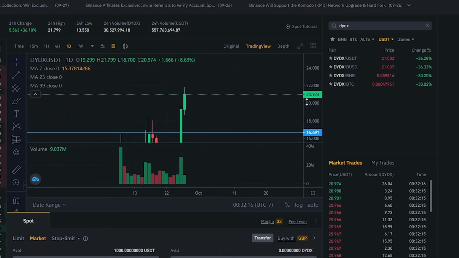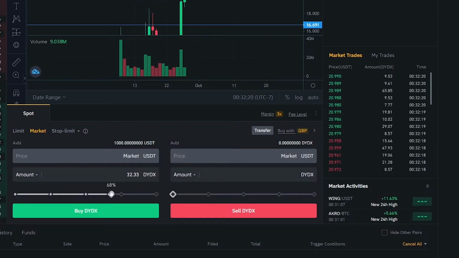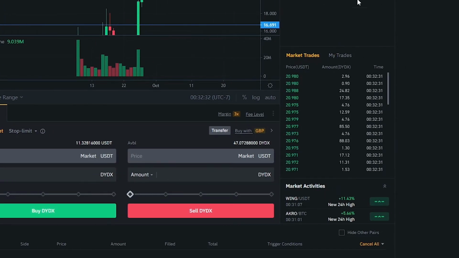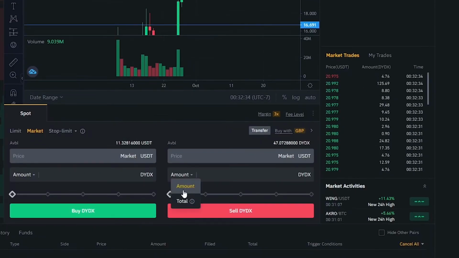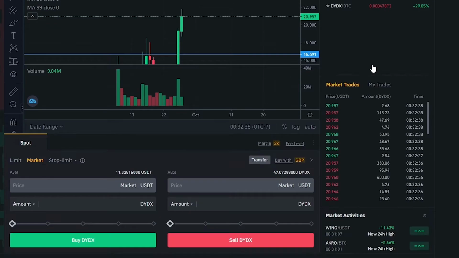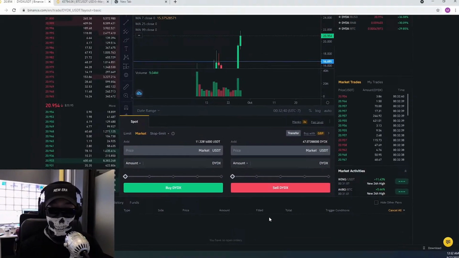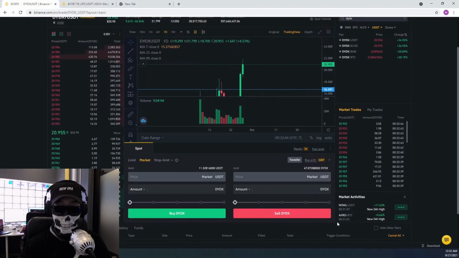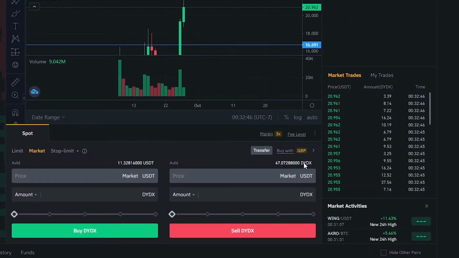So right now it's $20.97. Let's just buy $1,000 worth of it. So like that, click on buy. Alright, there we go. So as you can see, market order filled, which means that I just bought $1,000 worth at this exact price. Now if we scroll down over here, it's actually just going to show you right here how many coins you got. So you got 47 coins.